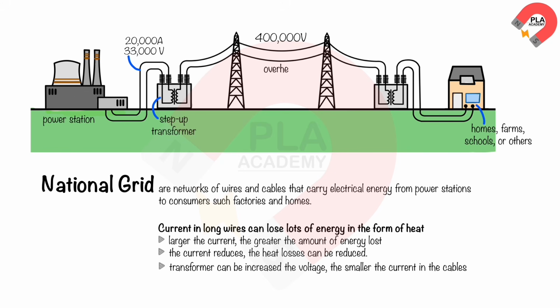High voltages like these can be extremely dangerous, so the cables are supported high above the ground on pylons. As the cables enter towns and cities, they are buried underground. Close to where the electrical energy is needed, the electricity is sent through a step-down transformer that decreases the voltage to approximately 230 volts, while at the same time increasing the current.